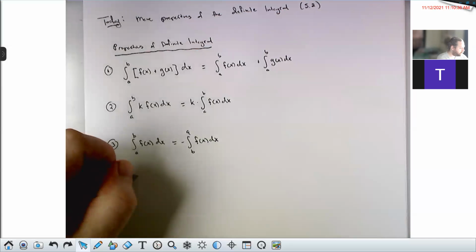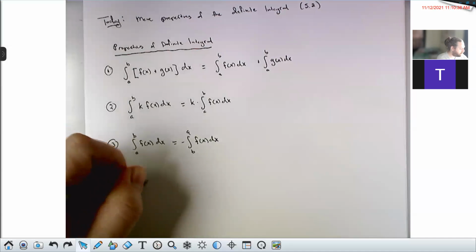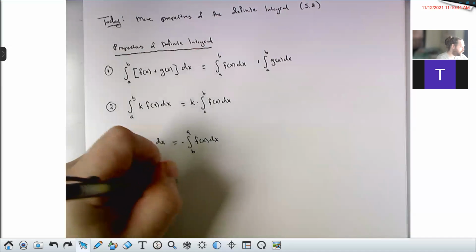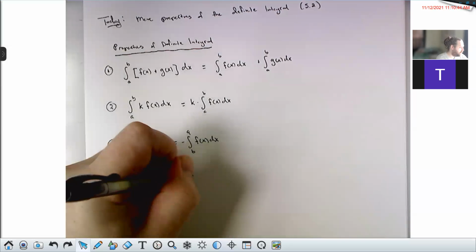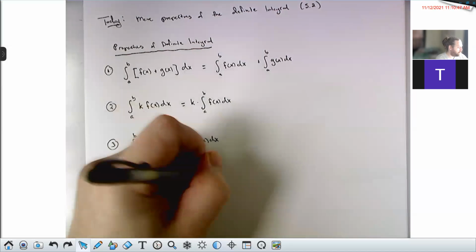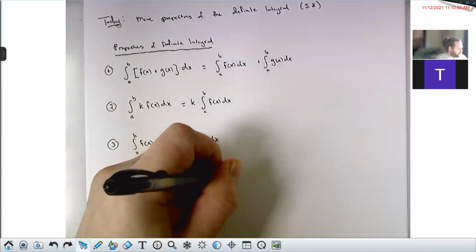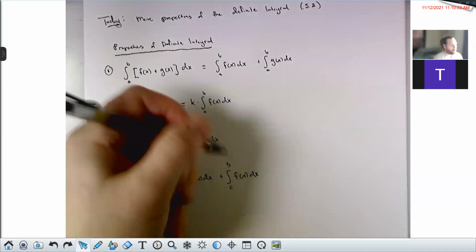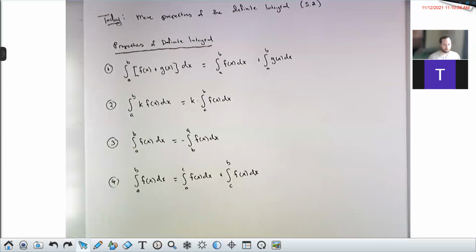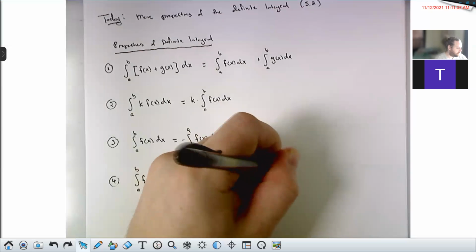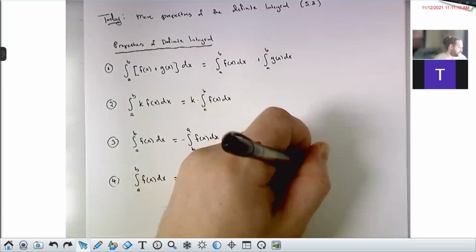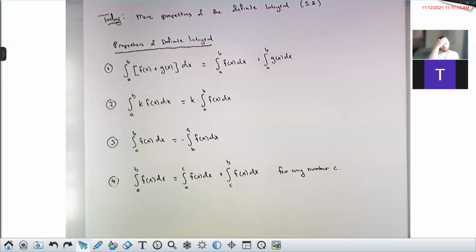We had also the integral from a to b of f of x dx is equal to the integral from a to c of f of x dx plus the integral from c to b of f of x dx. And I quietly implied, when I showed you this fourth property last time, that c is a number between a and b. Turns out you can do this no matter what. C doesn't necessarily need to come from between a and b.